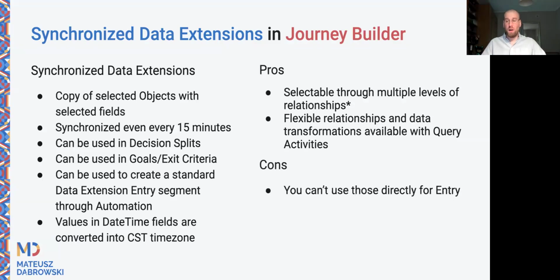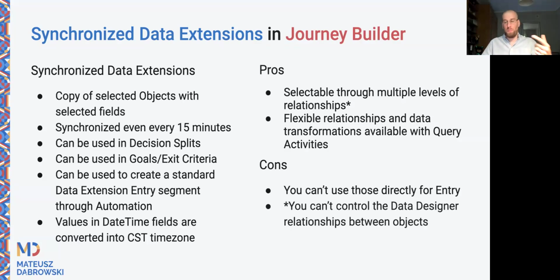There are also cons. You can't use synchronized data extensions directly within the Journey Builder. You need to use them through the Automation Studio custom data extension and then as an entry, which means that the speed to journey will be slower, because it's up to 15 minutes on the synchronized data extension, and now it's up to 15 minutes on the Automation Studio. It will also eat up your license limits if you use Automation Studio every 15 minutes for building segments.